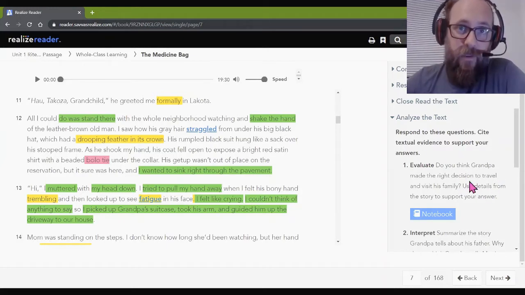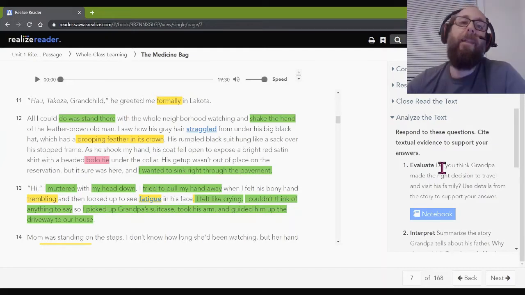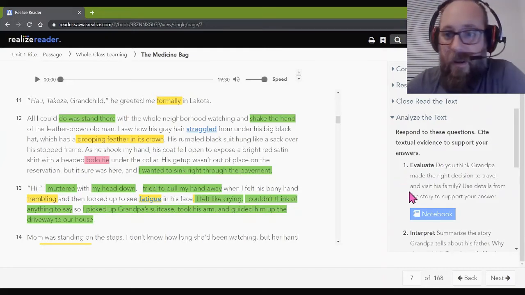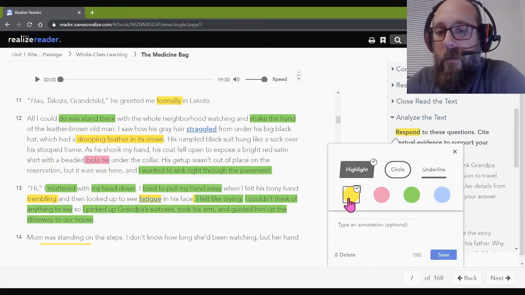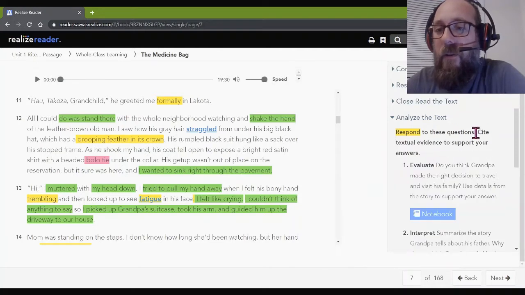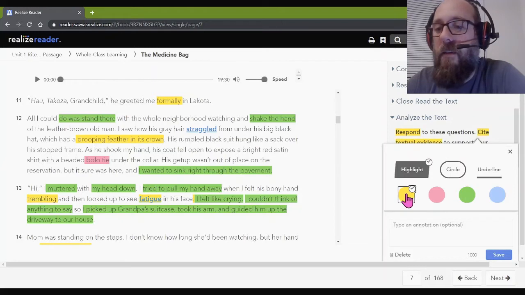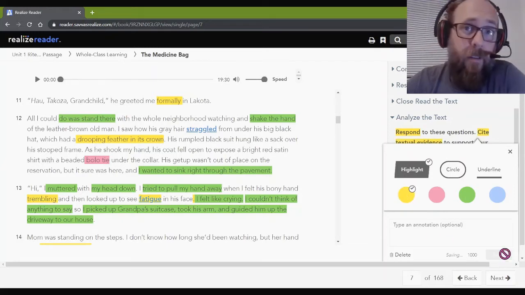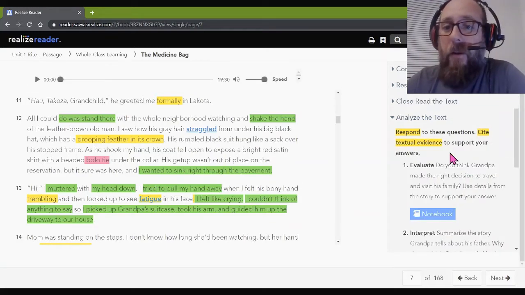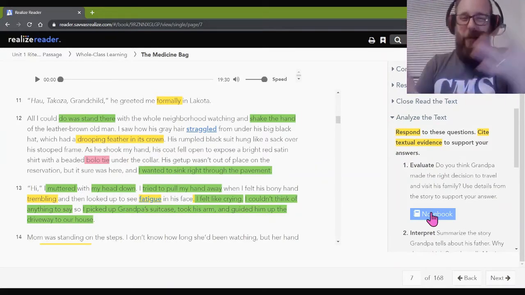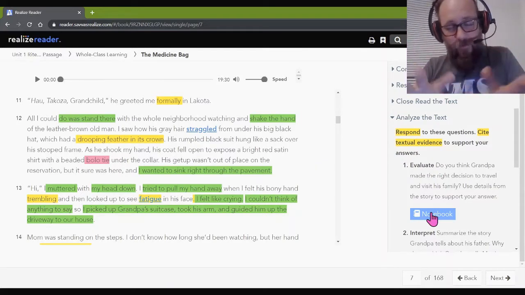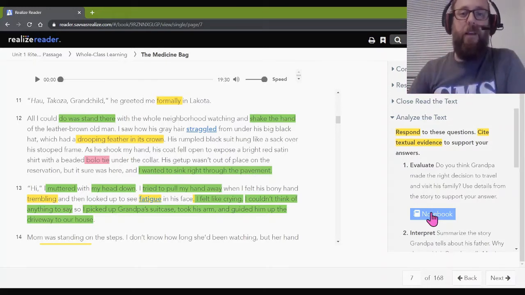As always, when I'm given a prompt or instruction, I want to highlight the key ideas or the important things that I need to do. Respond to the question. So I need to respond. And it says, cite textual evidence to support your answers. I got that. That's easy. I might have to dig in the text a little bit to do it. I might know the answer out of my own heart, but I have to actually have the text to back it up. So it's fine to think from your heart, but you have to back it up with the text.